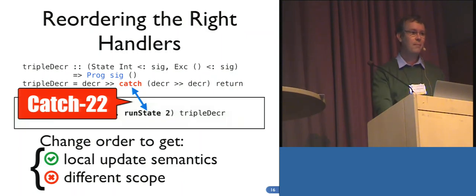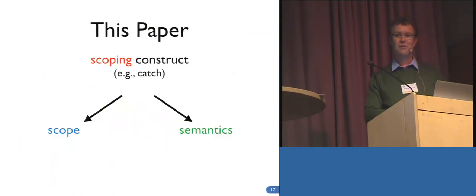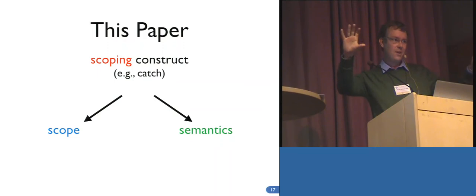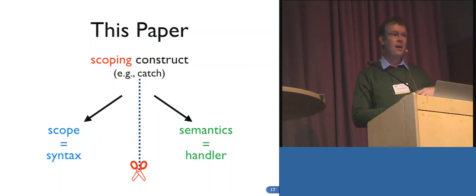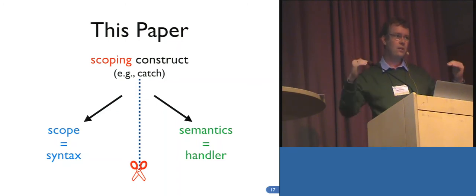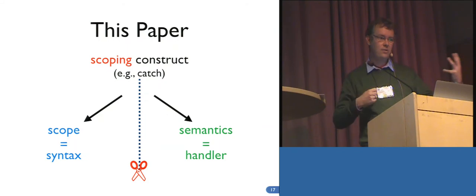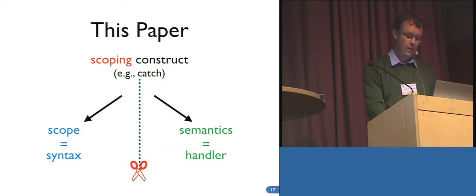And how to solve the problem? Well, it's very obvious how to solve the problem. We should again split up the 2 aspects of scope and semantics, and that's what we're going to do in this paper. We're going to capture the scope again in syntax and only the semantics in the handler, so that we can control these 2 separately, so we get the interaction semantics we want without affecting the scope that we want to have.